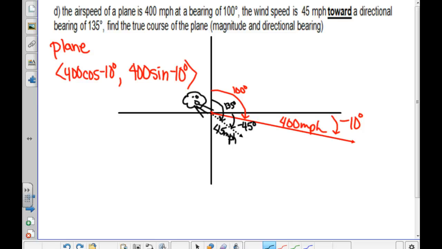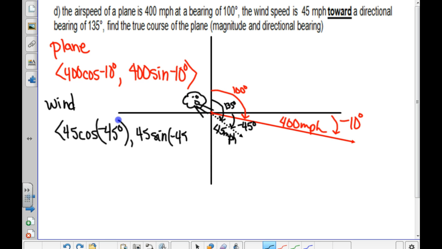So what are the components for the wind? 45 cosine of negative 45 degrees. Add the x's, add the y's, and get the resultant. Can everybody do that and see what you get?